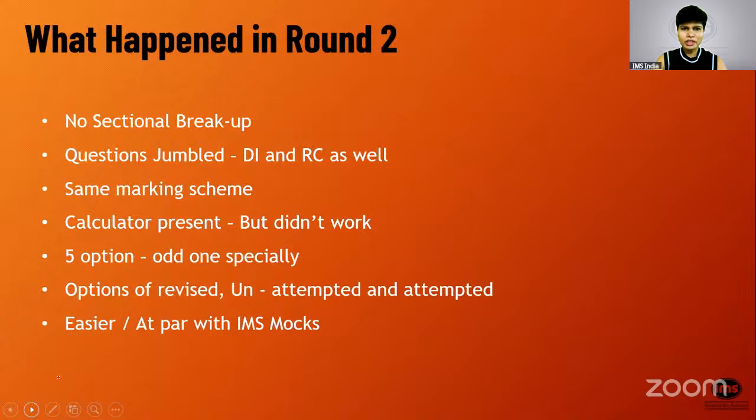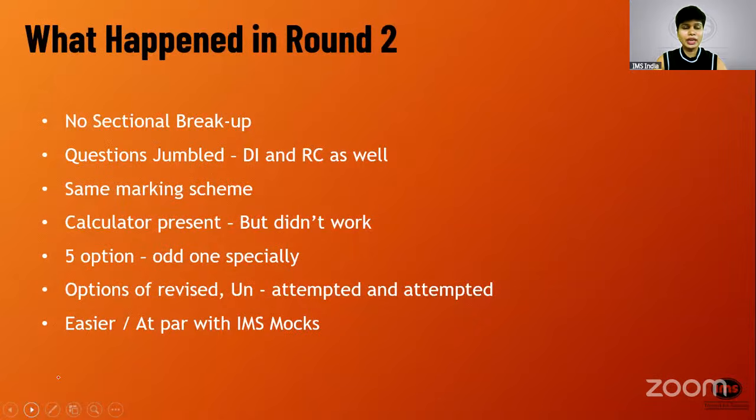The other difference was that there were 5-option questions also, especially in the odd-one-outs. Am I right? Please do comment on whether yes or no, and share your experience as well. And then the UI had a revise option for unattempted questions, which made it a little easier. But since it was not sectional, it did make it a little confusing for all of us, right?